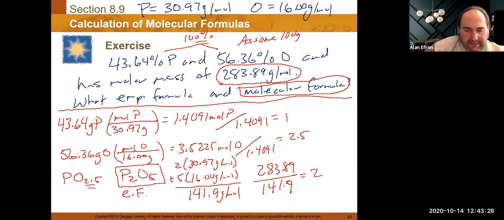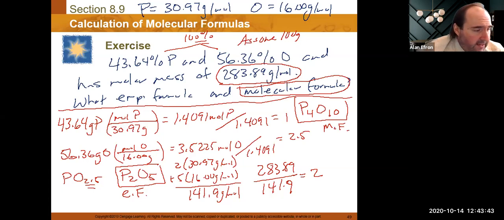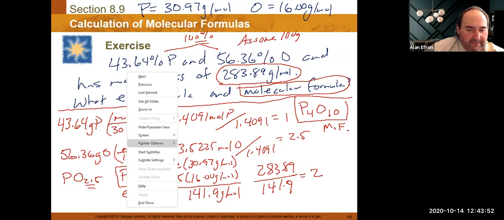Happens to be 2 in this case. So we're going to multiply our empirical formula by 2, giving us P4O10, looks like a winner. And that would be our molecular formula. Any questions on any of those steps or how to calculate a molecular formula, empirical formula, any of those things?